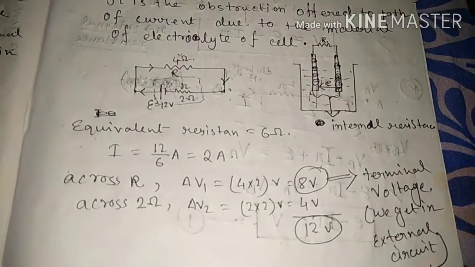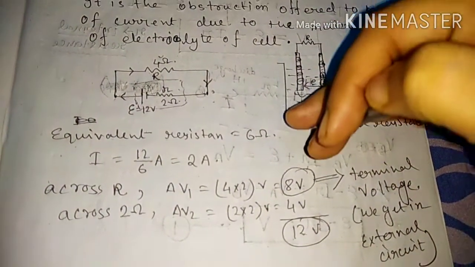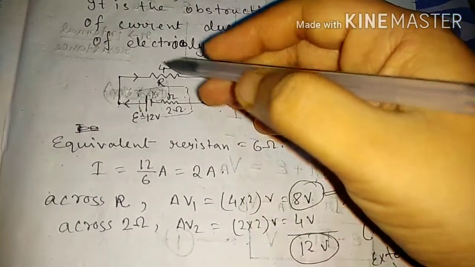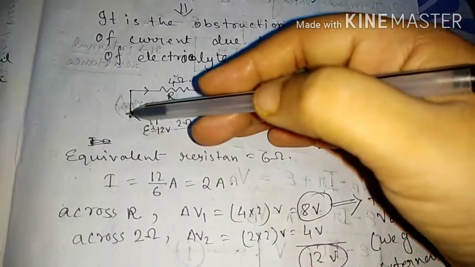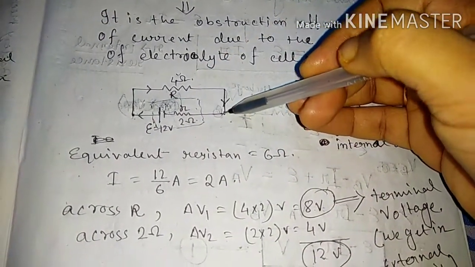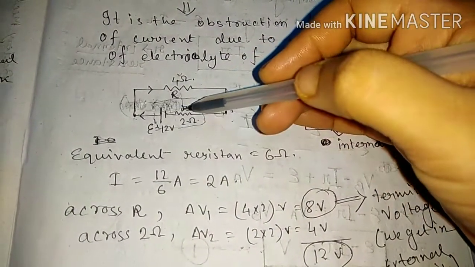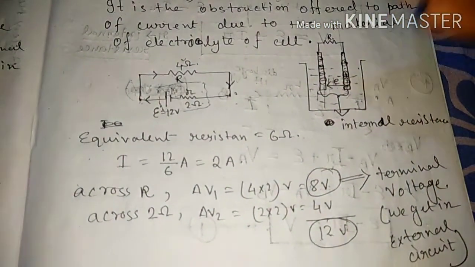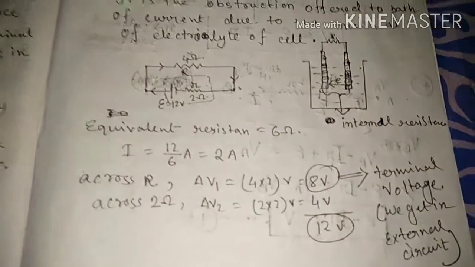And we get this external circuit, because the electrolyte is all inside the battery and this one is outside the battery. So in the external circuit, whatever voltage we get between the two terminals is called terminal voltage, and inside the battery, the path offered to the current due to the material of the electrolyte of the cell is called internal resistance.